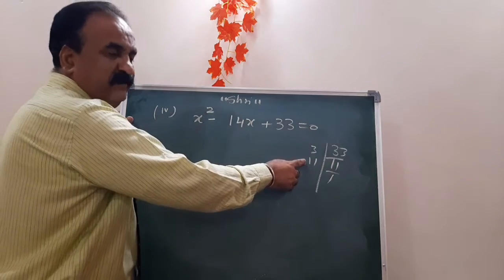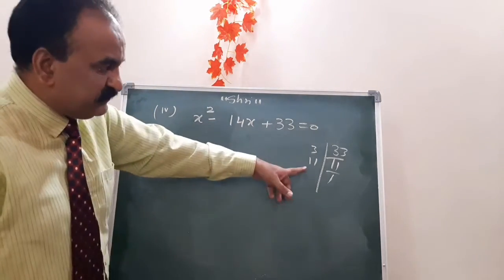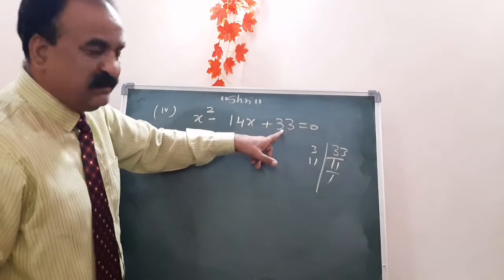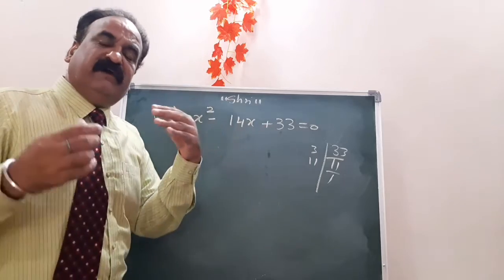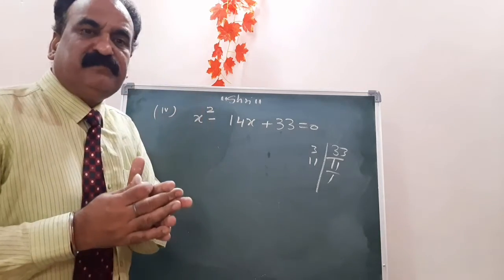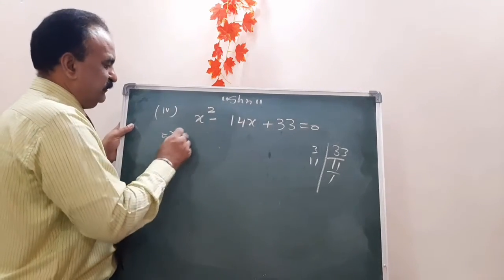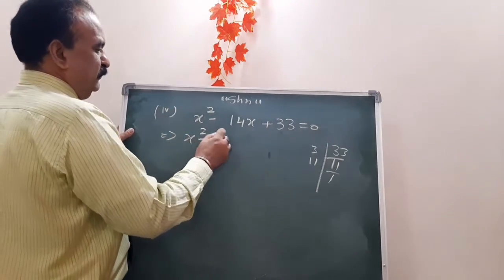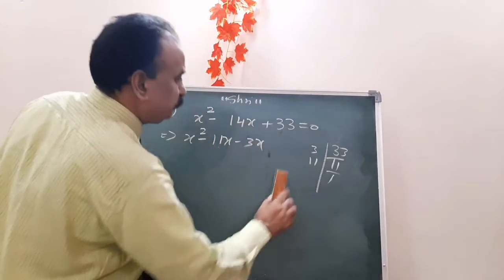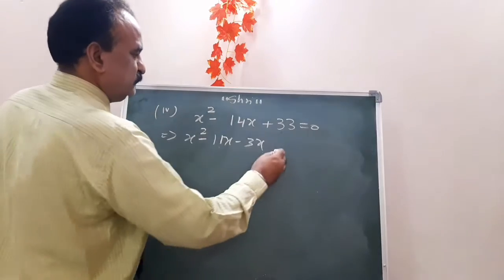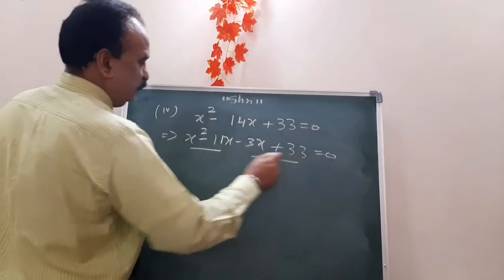What should be the sign of 11 and what should be the sign of 3? Both should be negative because minus 11 into minus 3 becomes plus 33 and minus becomes minus 14. Because whenever you are getting two negative signs, the numbers are added and the sign remains unchanged. The sign of this implies x square minus 11x minus 3x plus 33 equal to 0. These two and these two.